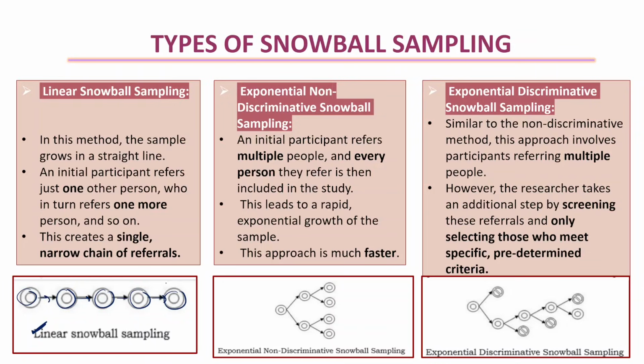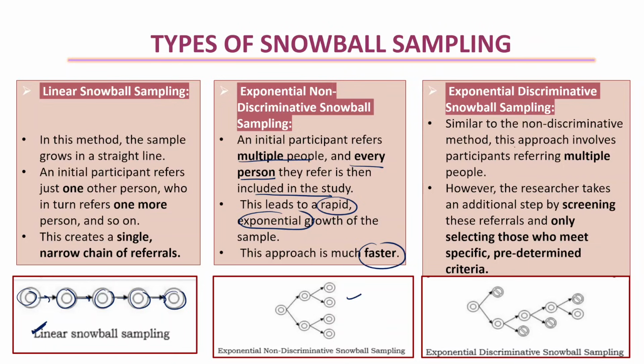The other type is the exponential non-discriminative snowball sampling. Here, an initial participant refers multiple people, and every person referred by the initial participant is included in the study. So, this leads to a rapid exponential growth of the sample, and thus this approach is much faster.